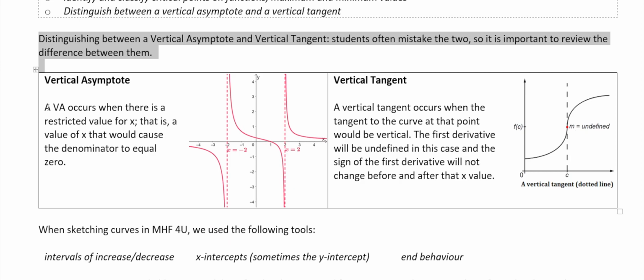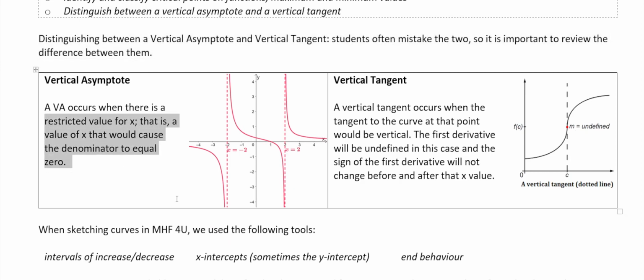So a vertical asymptote is when there is a restricted value for x. That is, the value of x would cause the denominator to equal 0. So we have these breaks in the domain. That's a vertical asymptote. A vertical tangent is something entirely different.